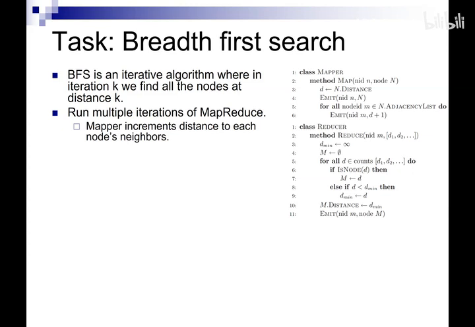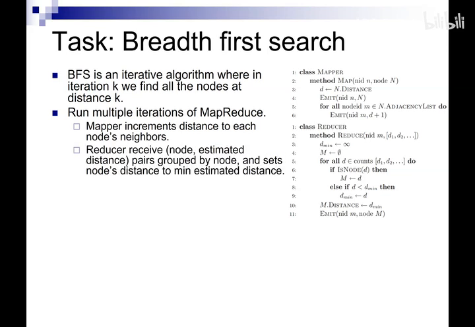In each cycle that we run MapReduce, we're going to compute one additional distance, the nodes at one more hop away. The first iteration of MapReduce, we compute all the direct neighbors of the source node. Then the second iteration, you compute the 2-hop neighbors. Next iteration, 3-hop neighbors, and so on.